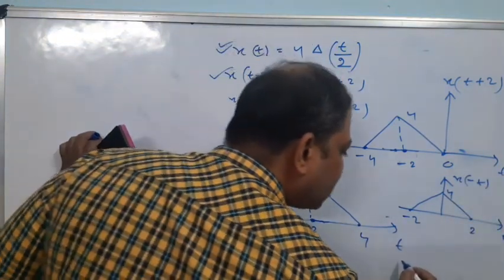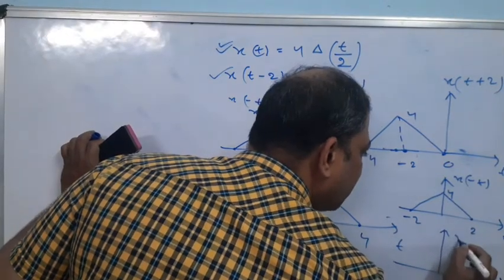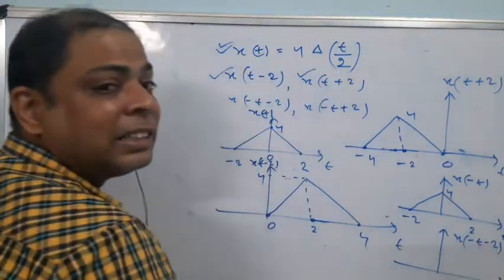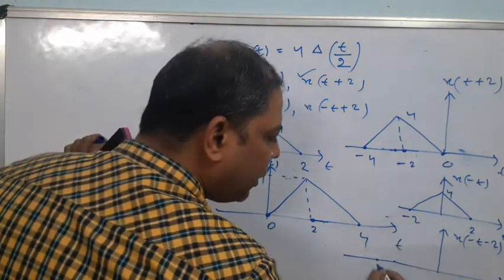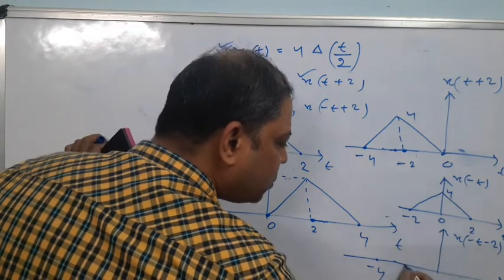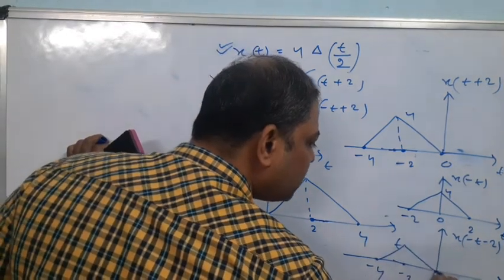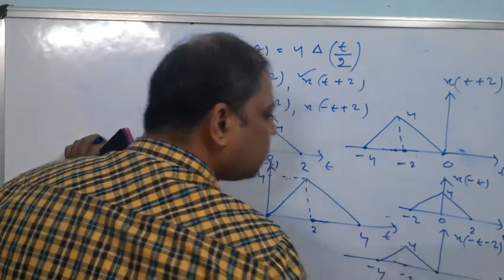Now x of minus t, just mark. Then what do you have to do? x of minus t minus 2. Minus sign does not signify right shifting operation here. Here it is left shifting operation. Now minus 2 minus 2, minus 4. 0 minus 2, minus 2. 2 minus 2, 0. That means the signal becomes this. This is 4.